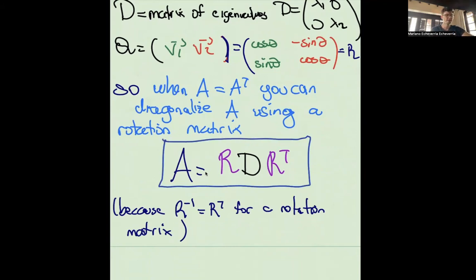So the point of everything that I have done so far today is just to say that in the symmetric case, the diagonalization can be done using a rotation matrix, which you'll see in a second, but that's very useful.